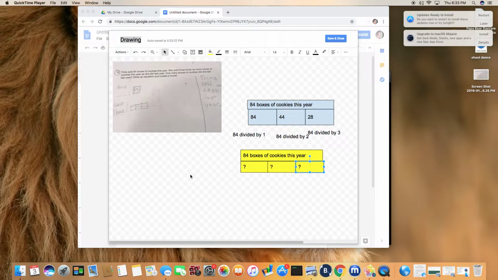The problem says, Trina sold 84 boxes of cookies this year. She sold 3 times as many boxes of cookies this year as she did last year. How many boxes of cookies did she sell last year? Write an equation and create a model.